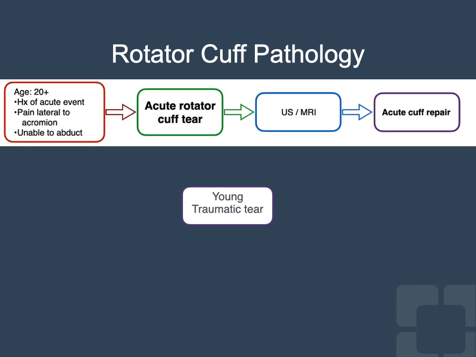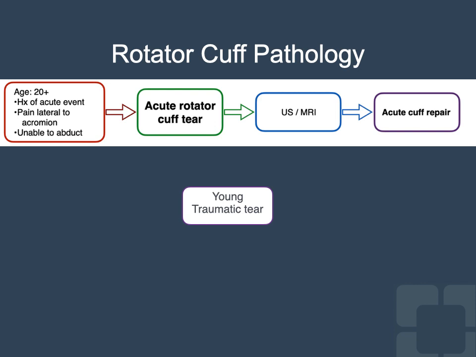An important group to be aware of are the traumatic cuff tears, and although these are labelled as young, this is really anybody who's physically active. There is a history of an acute event. This is classically slipping, falling over skiing, coming off the mountain bike. They describe the same symptoms, which is pain lateral to the acromion. Often they have more pain than you'd see with the others, and they can't abduct.